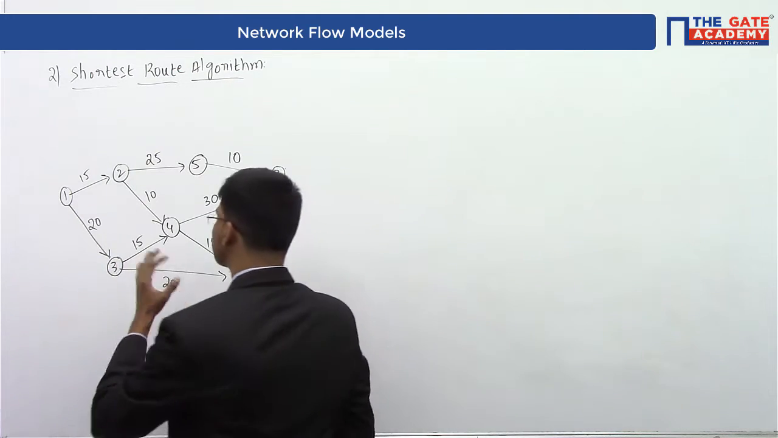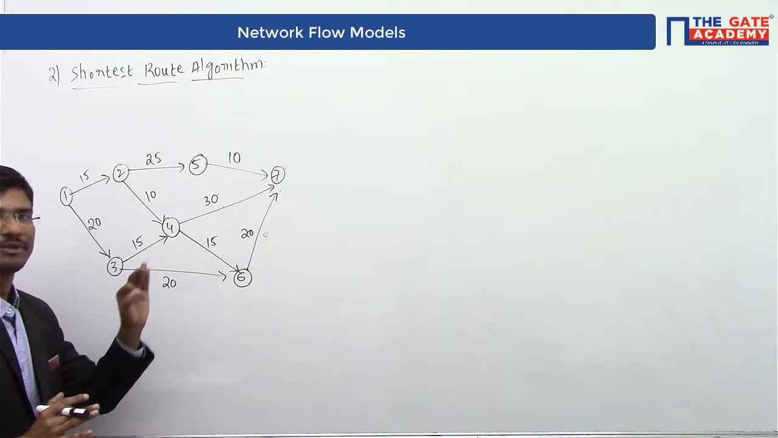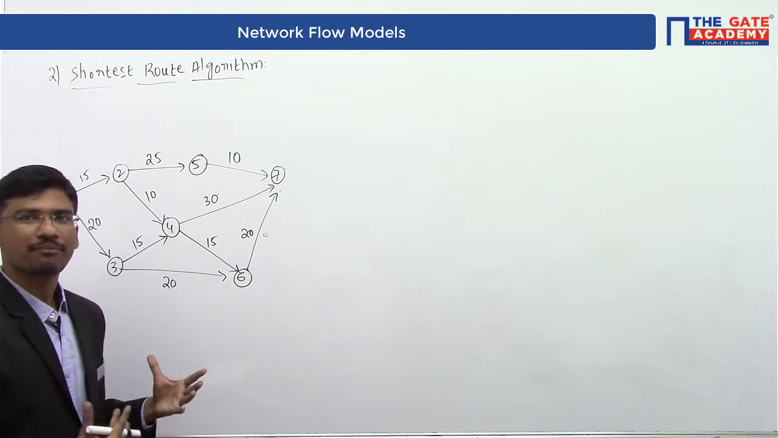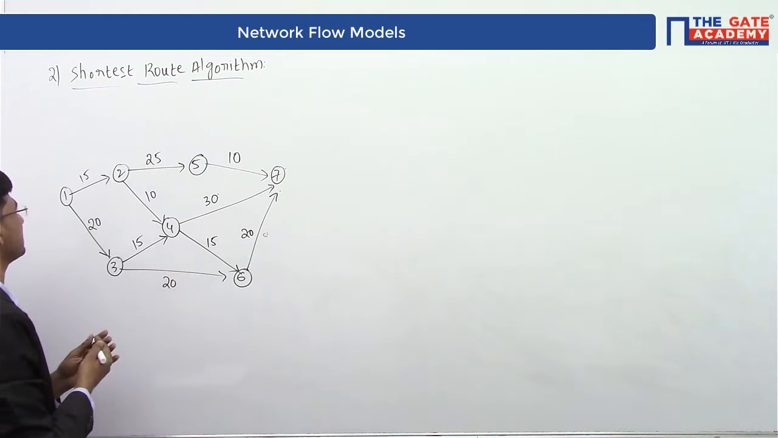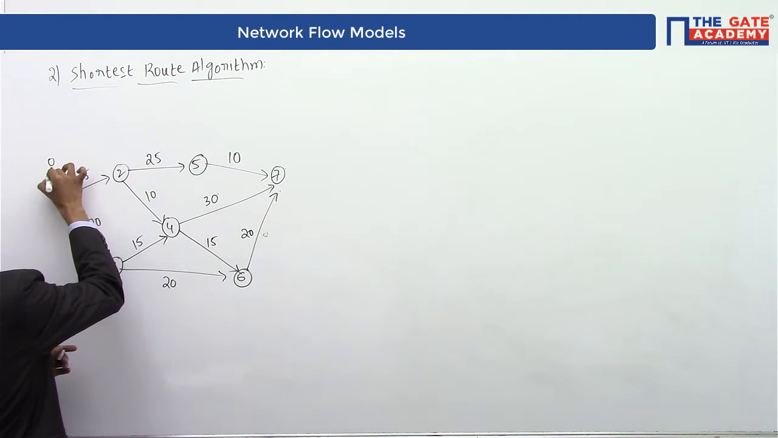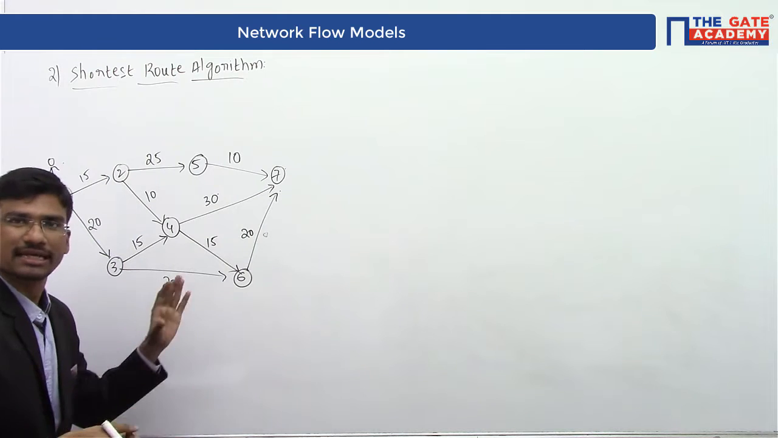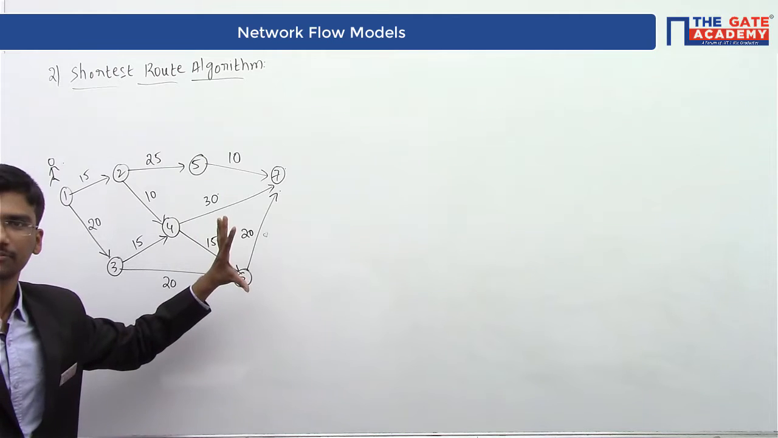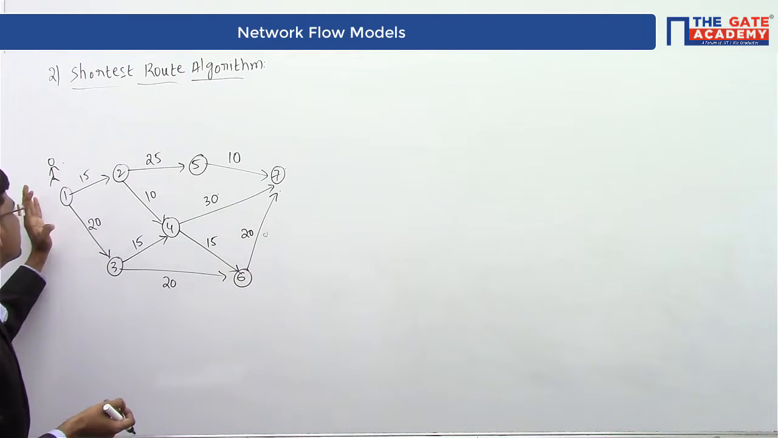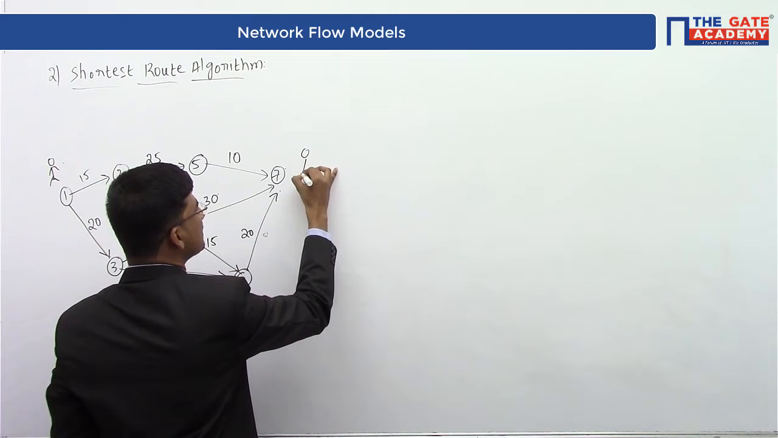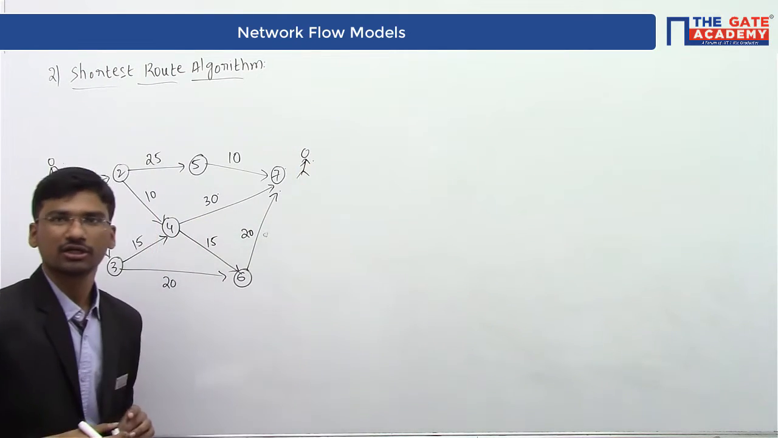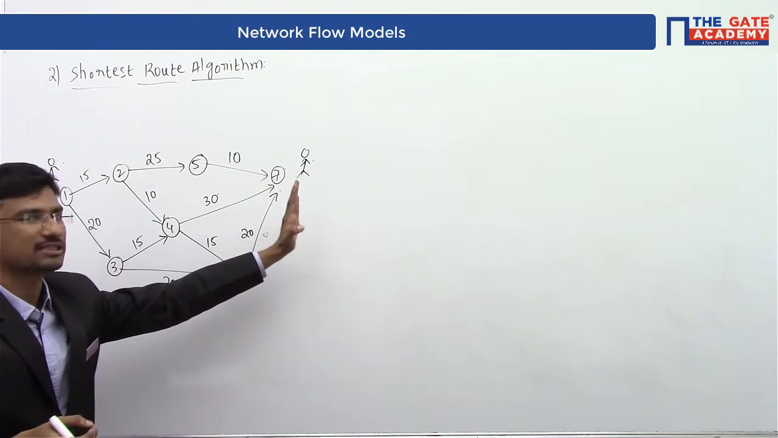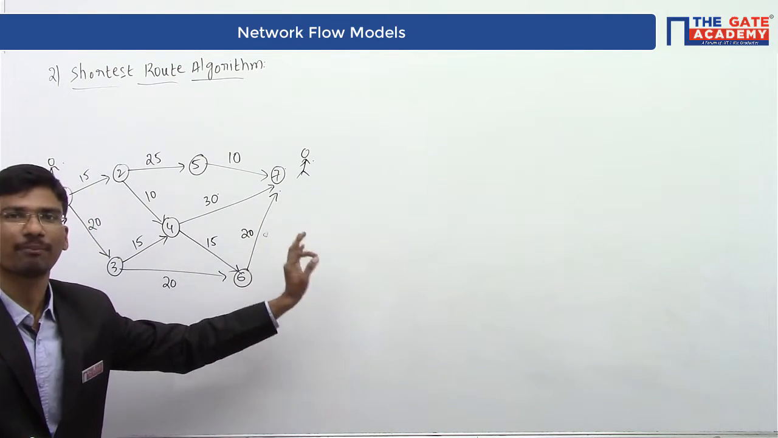Let's try to understand the application of this in our day-to-day or real life. Say for example there is a person who is here. Now this person has to travel from city 1. Say for example there are 7 cities, and this person has to travel from city 1 to city 7. Now what could be the shortest path for him to travel from city 1 to city 7?